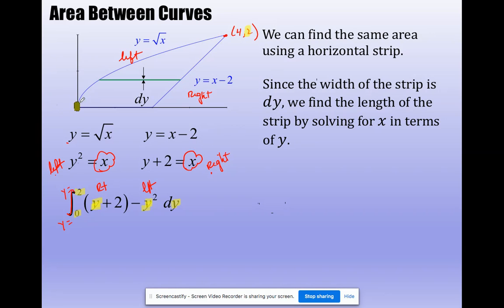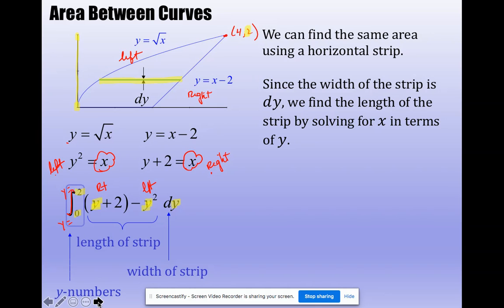Everything has to be, your strip is looking at the y-axis, right? Length of the strip is right minus left. Width of the strip is now a little change in y. And my bounds are y numbers. Now, this also I could integrate by hand, right? This is not hard to integrate by hand.